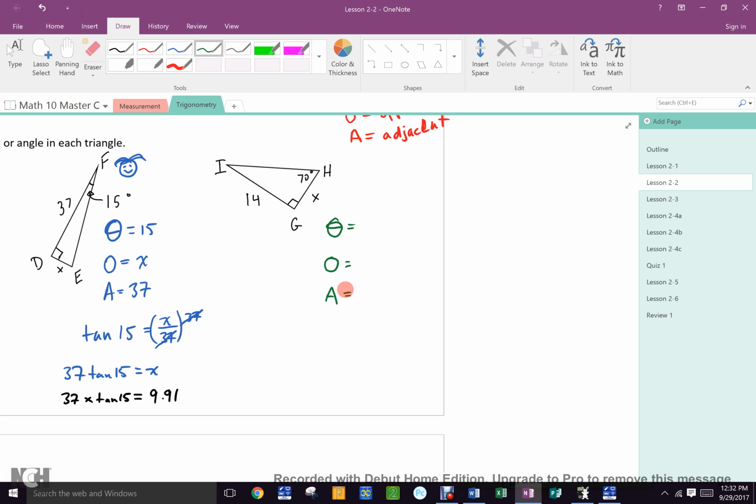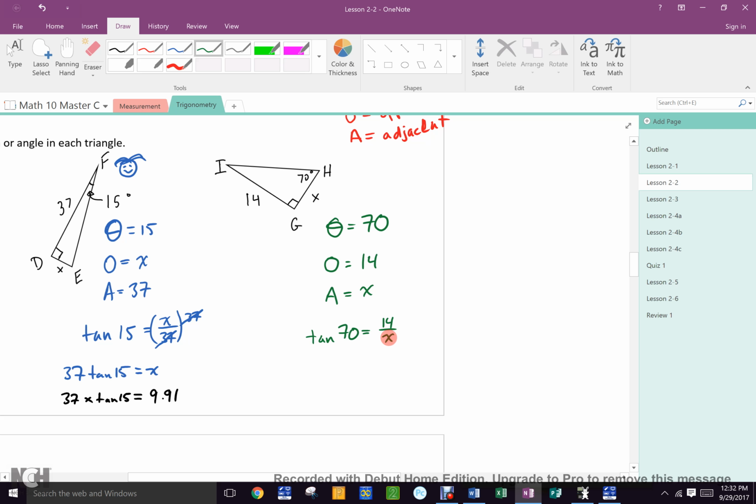Would anyone like to volunteer their theta here? Sam? 70. Absolutely correct. Would anyone like to volunteer their opposite? It is 14. What is the adjacent? X. Now, would anyone like to volunteer the equation they wrote? Tan 70 equals 14 over X.